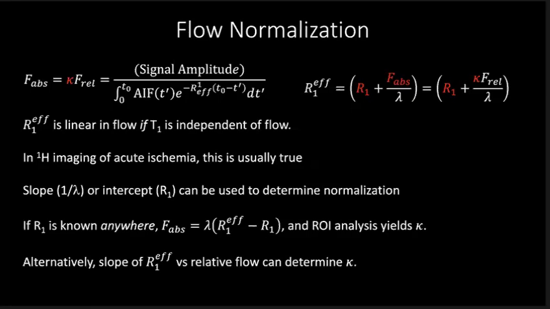So if the T1 is known in any kind of normal tissue, then you can put an ROI there, measure the R1 effective, you know the R1, and that tells you the absolute flow. Now that you know the absolute flow in some little ROI where the T1 is known, you can turn that around, get your kappa, and you know the flow everywhere in the image, right? So from one pixel, one ROI, you can normalize the flow. I'm going to argue maybe that's not the best way to do it, but it was tempting.